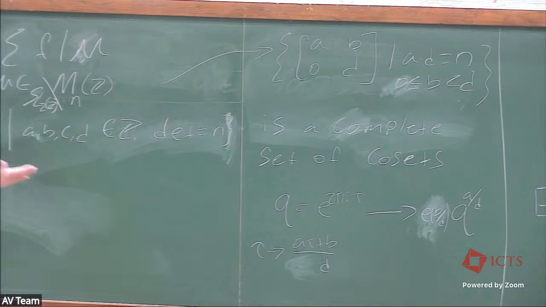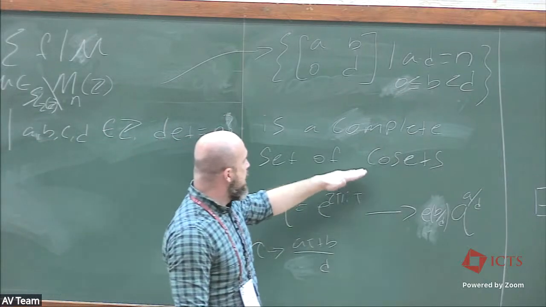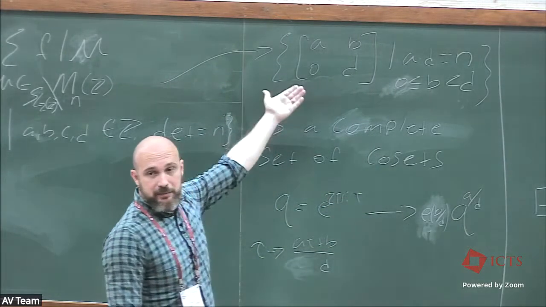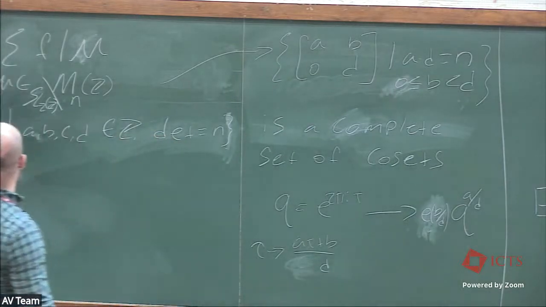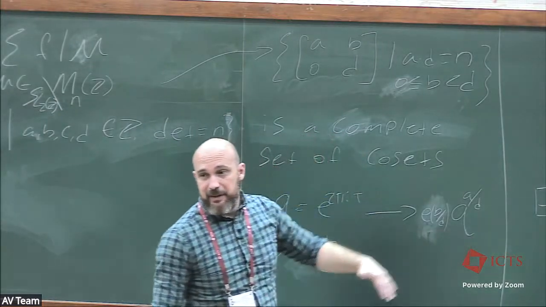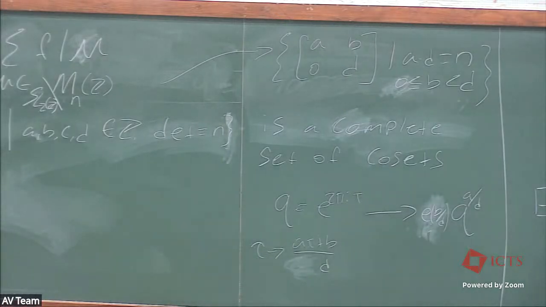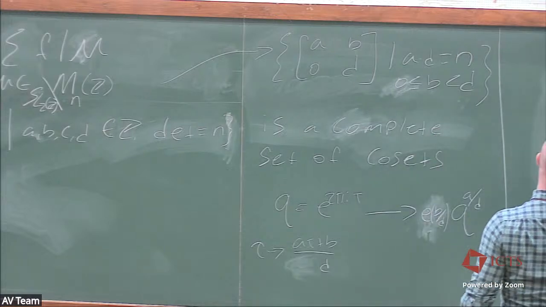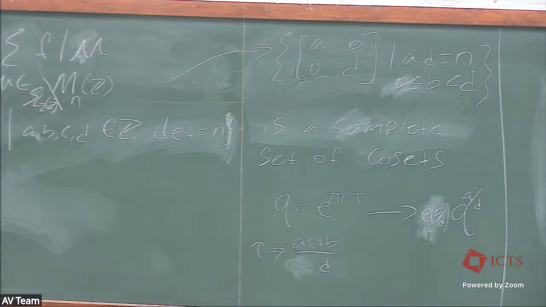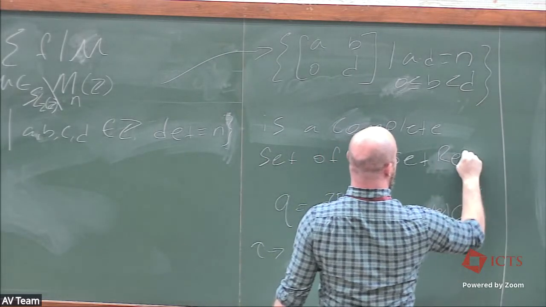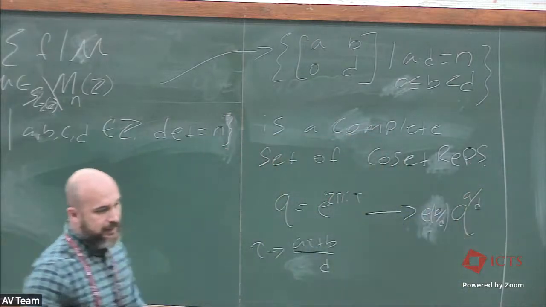This is really nice. If I know my q expansion of a modular form, I know what this transformation does to q. Everything here is linear because it's a change of variable and a normalization at most. And so this tells me exactly what's happening to the entire q expansion. Oh, we said coset reps. Yes, thank you.